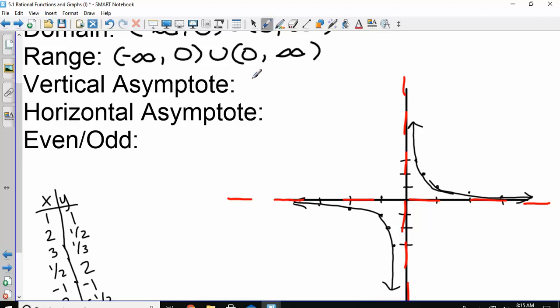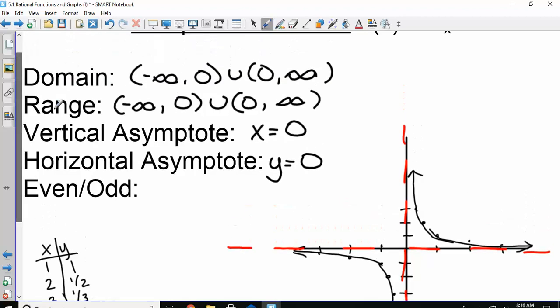Vertical asymptotes. Your asymptotes are lines, so I expect them to be written as equations. A vertical line is always x equals a number. So what is the vertical line that we never touch? Right here, that's when x is 0. Horizontal asymptote, horizontal is y equals a number, and the horizontal line we don't touch is y equals 0. Notice those were the two values that were not included in our domain and range.